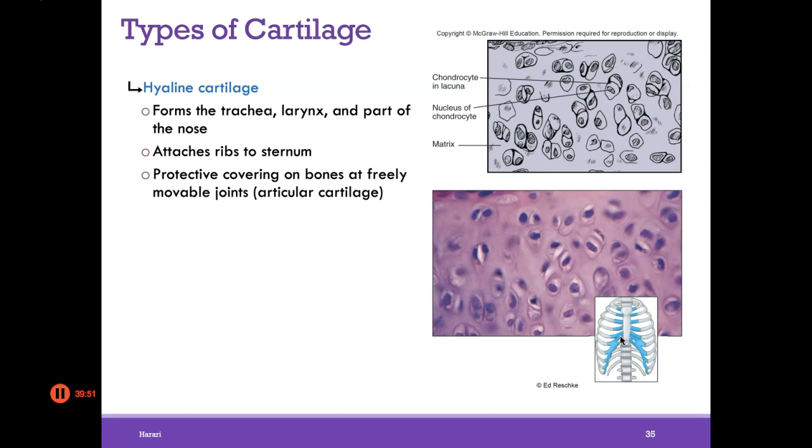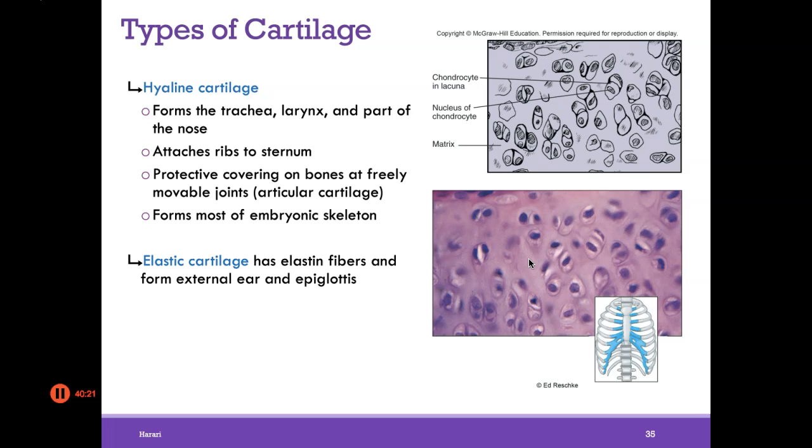Hyaline cartilage is also found at the protective coverings of bones at movable joints. We call this articular cartilage. We'll talk a lot more about that in the skeletal system. So we see articular cartilage at the end of movable joints. We see it in the trachea, we see it in the nose, and we see it in the costal cartilage that attaches the ribs to our sternum. Most of the embryonic skeleton starts as hyaline cartilage, and it's then replaced with bone. So in general, hyaline cartilage is the most abundant.